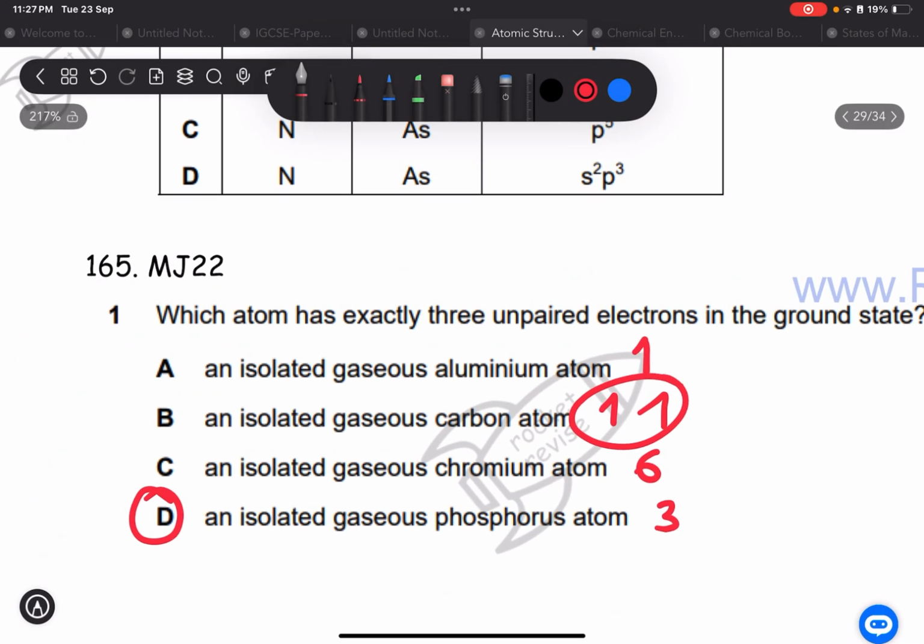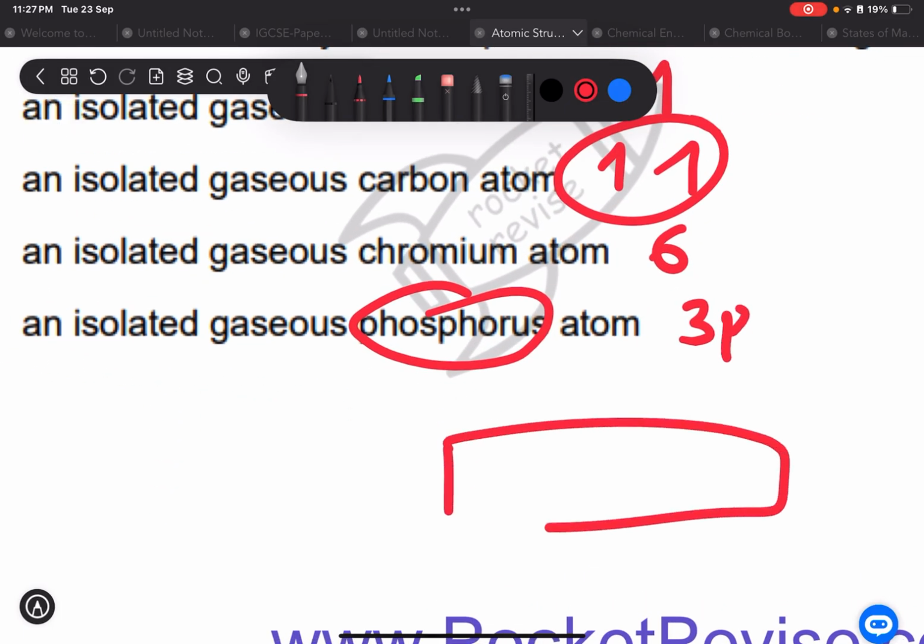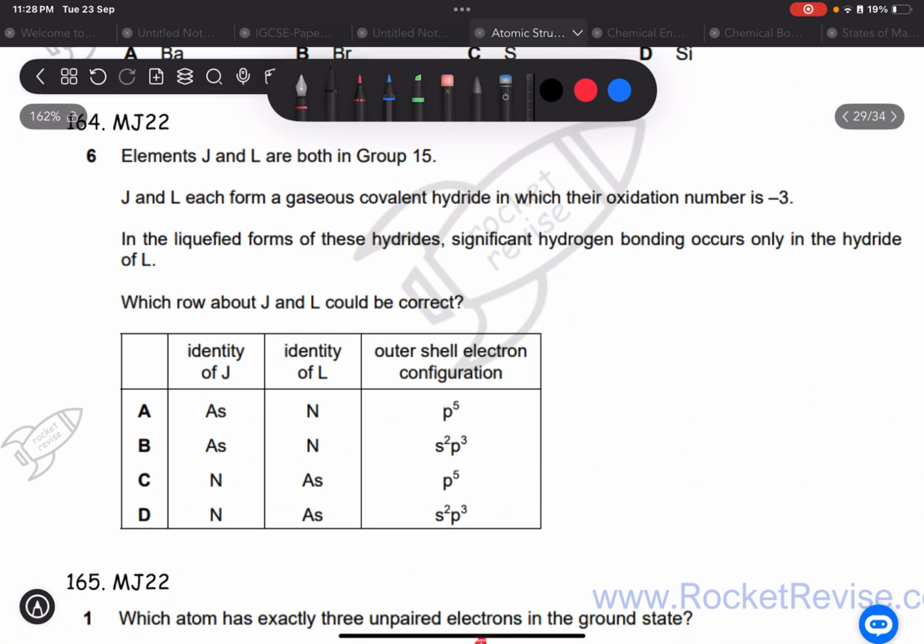So we know that a phosphorus atom is going to have 3 unpaired electrons in its 3p orbital. It's going to be something like this, and you're going to have 3 electrons in it. 1 electron, 2 electrons, and 3 electrons. Done and dusted. Okay, this is a very interesting question.